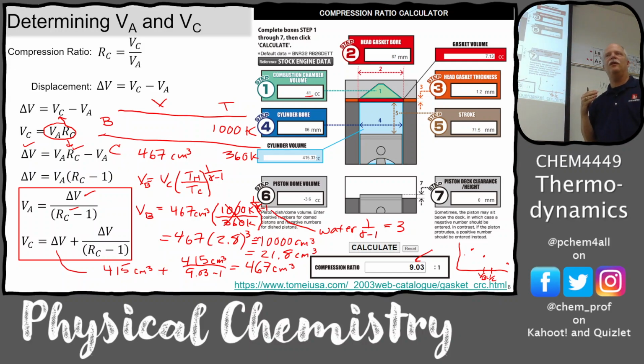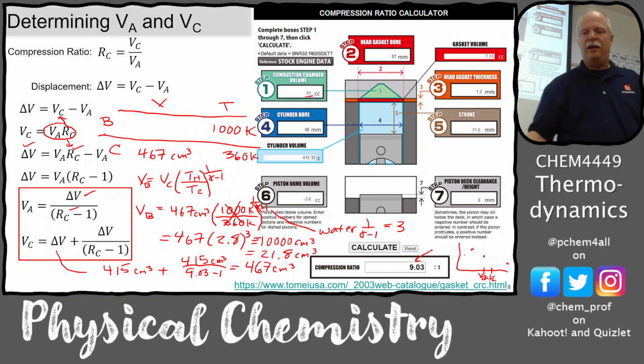VC should be the largest volume. VA should be the smallest volume. And so VB and VD should be somewhere in between. All right, excellent. So we'll do some more practice on that next time.